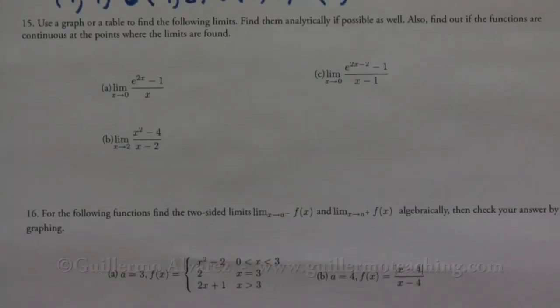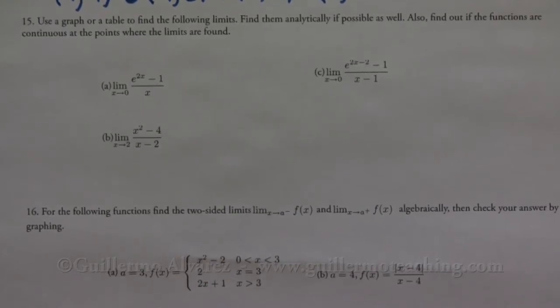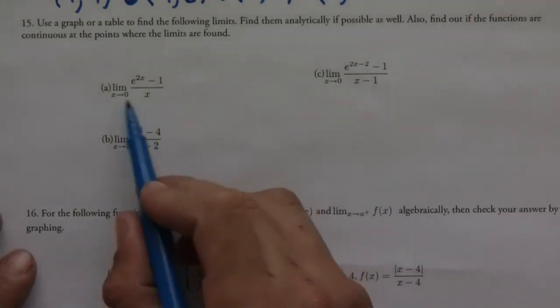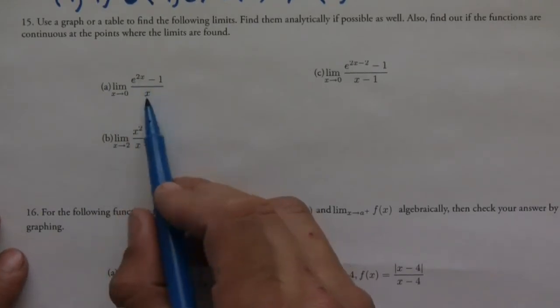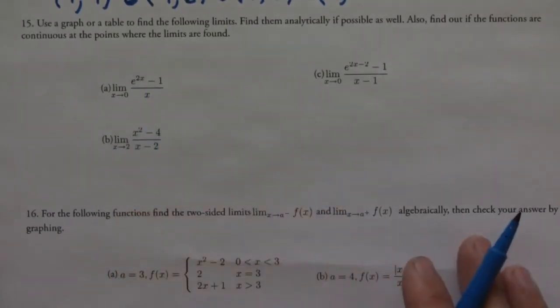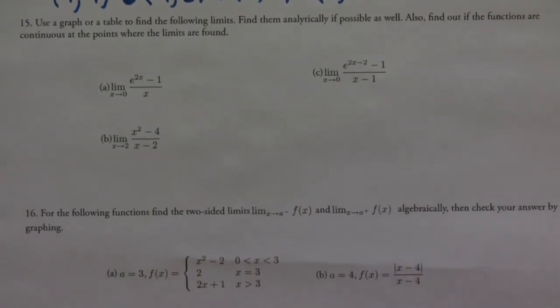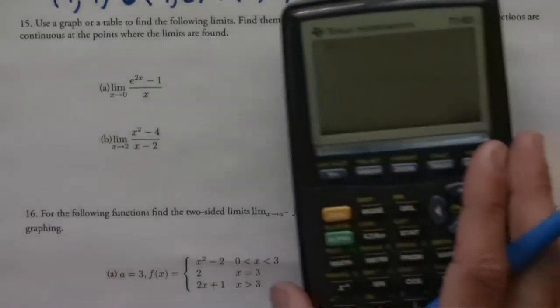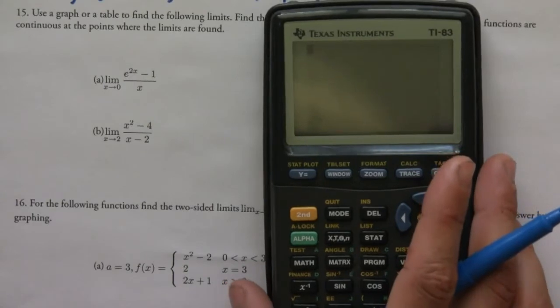Okay, so now what we're going to do is use a graphing calculator to find the limits. This is useful when we aren't able to find the limits analytically. So let's get started. Now this first one is the limit as x approaches 0 of e to the 2x minus 1 over x. Now we don't have any tricks yet to find this one. So let's grab our calculator and try to figure this out using a graph.